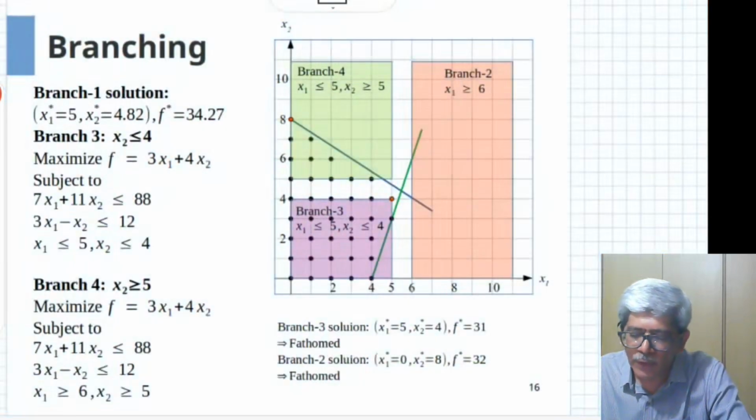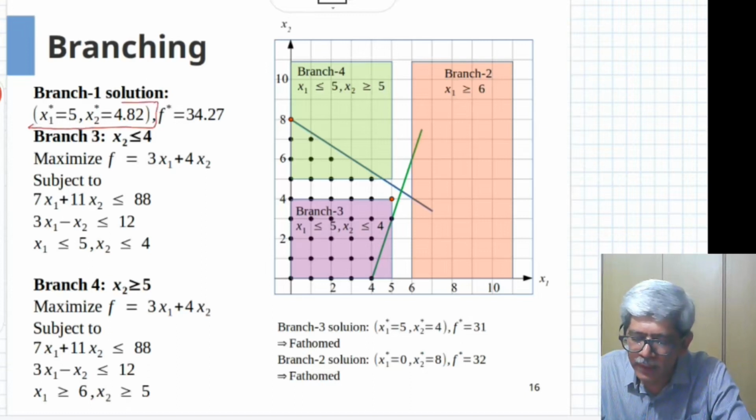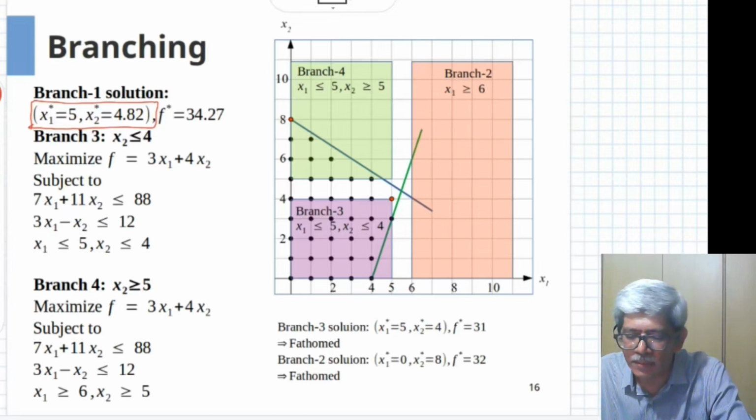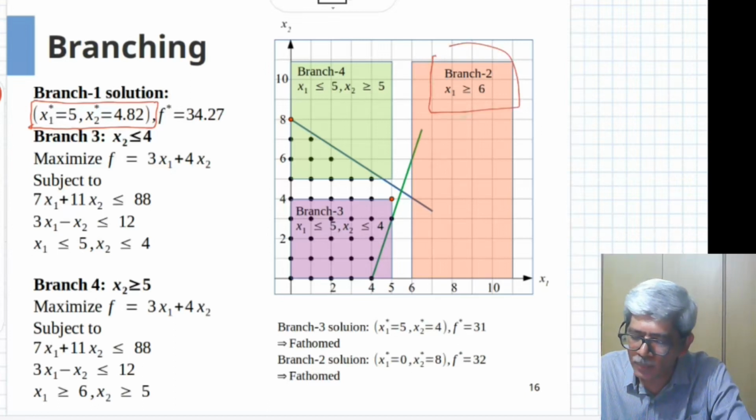If you proceed, you will find that for branch number 1, the solution is x1 equal to 5 and x2 equal to 4.82. So that is the branch 1 solution. For branch 2, as you can see, it is not possible to obtain any solution. For branch 2, you cannot find a solution because it is infeasible.